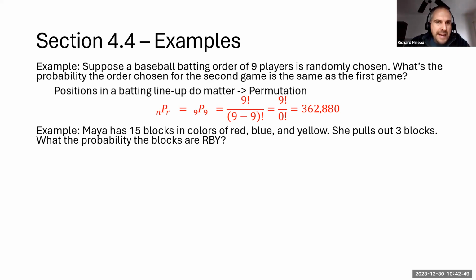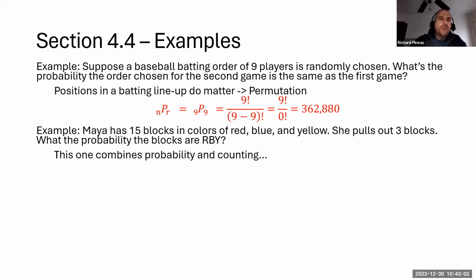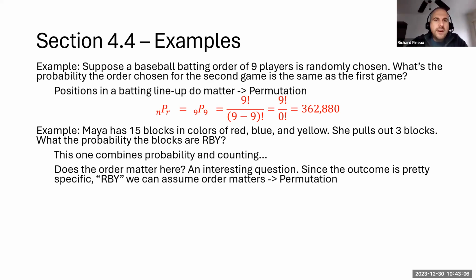Next example here is Maya has 15 blocks in colors of red, blue, and yellow, and she pulls out 3 blocks, and we want to know what is the probability that the blocks are red, blue, and yellow. So this one combines probability and counting. And we want to know here, does the order matter? And that's an interesting question.